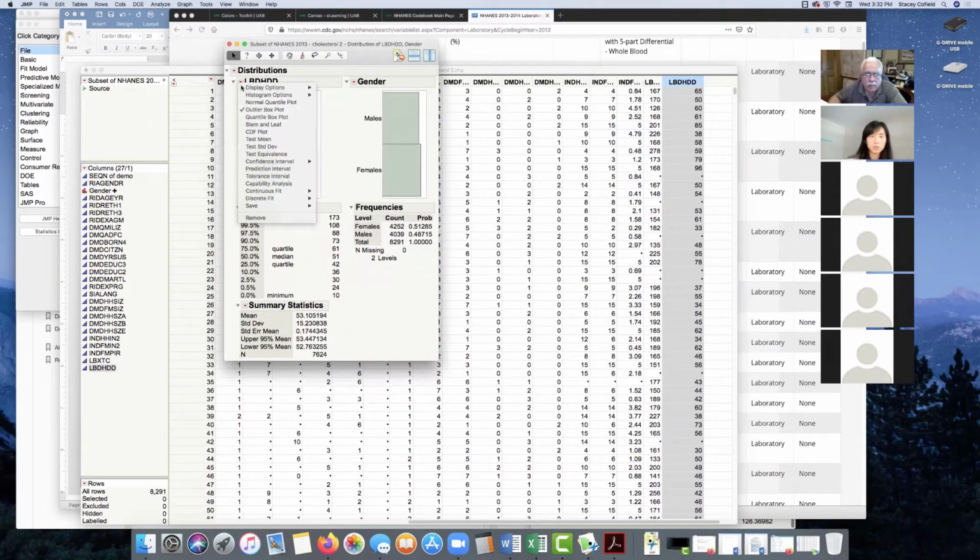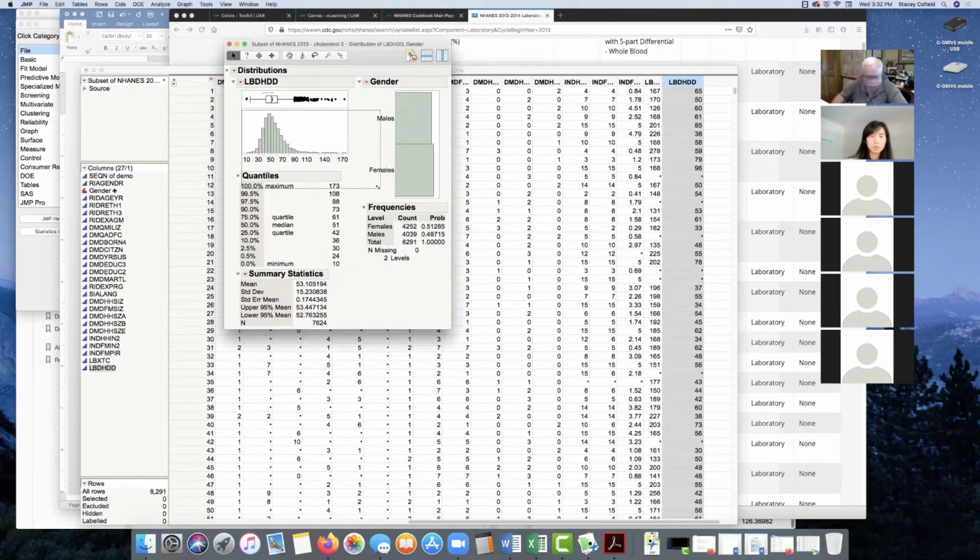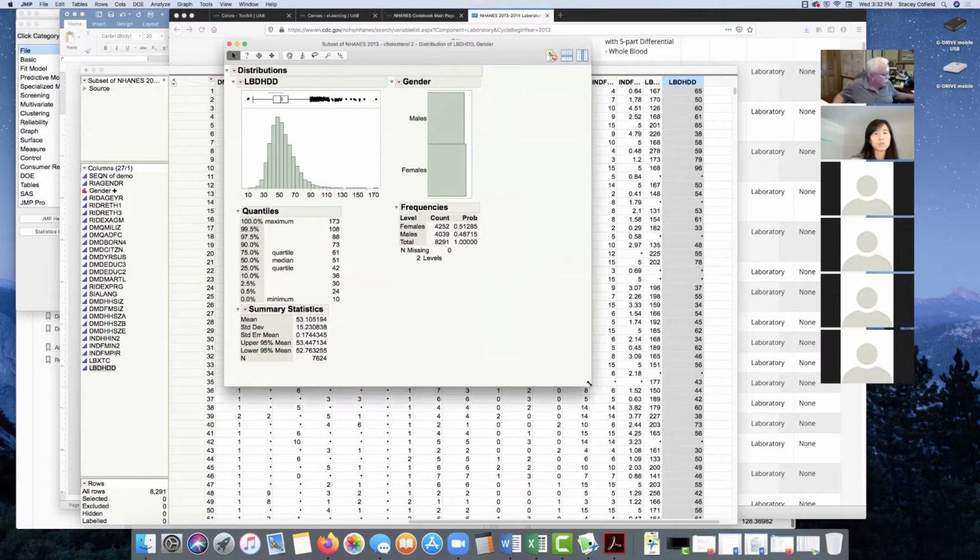I'm going to change my histogram to show horizontal. Right, so it looks like we've got 8,291 gender responses, but we only have 7,624 of these. So we know that we've got some missing data. So the most we can have in an HDL question would be this.